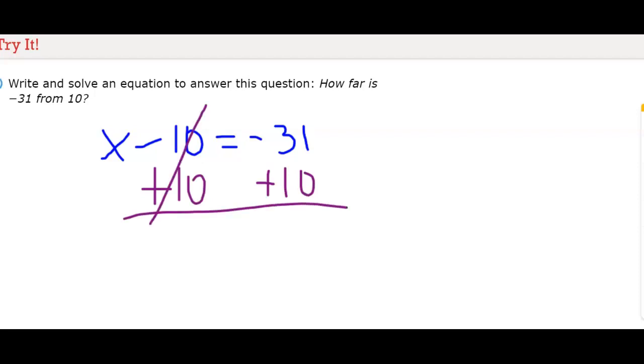So this is equal to 0, and then we're left with x. And then negative 31 plus 10 is going to give me negative 21. So 10 is 21 units away from negative 31.